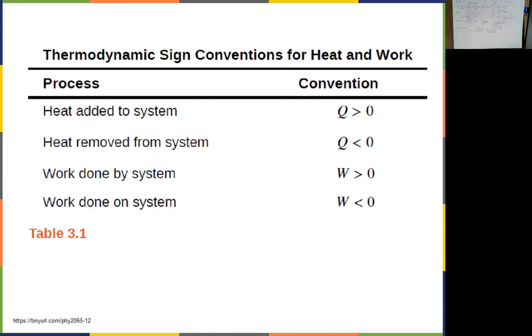If heat is added to the system, Q will be positive. If heat is removed from the system, Q will be negative. Work done by the system on its surroundings is positive. Work done on the system by the surroundings is negative. These are the signs for heat and work in the first law of thermodynamics.